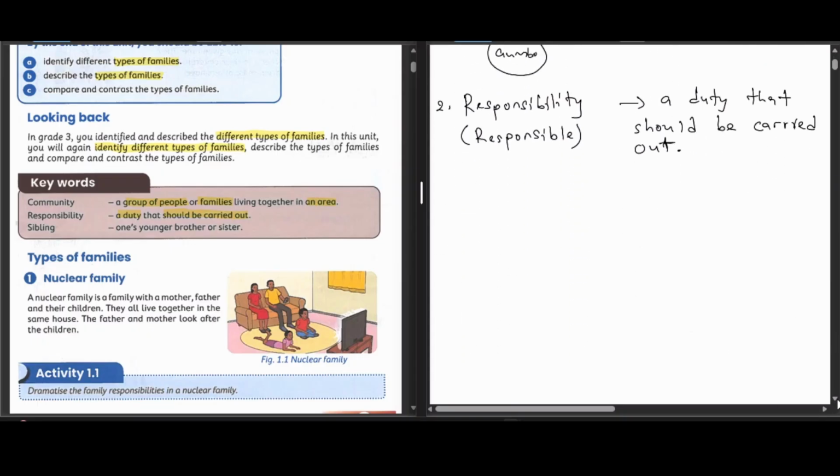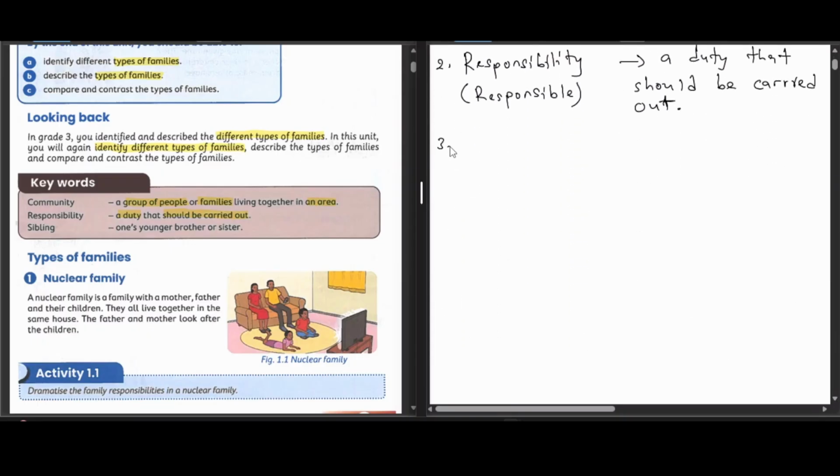Let us go over to number 3, which is sibling. A sibling is one's younger brother or sister. So we have sibling. This is one's younger brother or sister. Saka mfana wako, mningina wako, that's your sibling. Be it a sister or a brother. So long they are younger to you, they are your siblings. So these are the keywords.